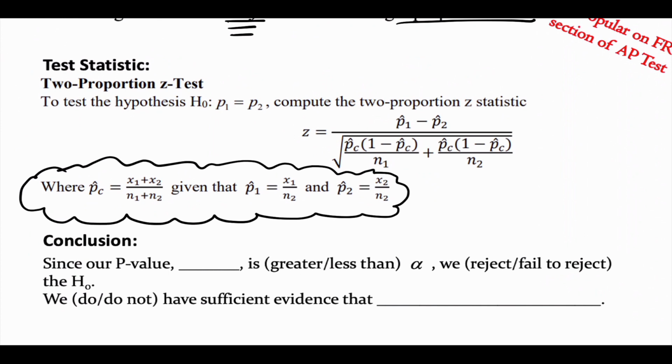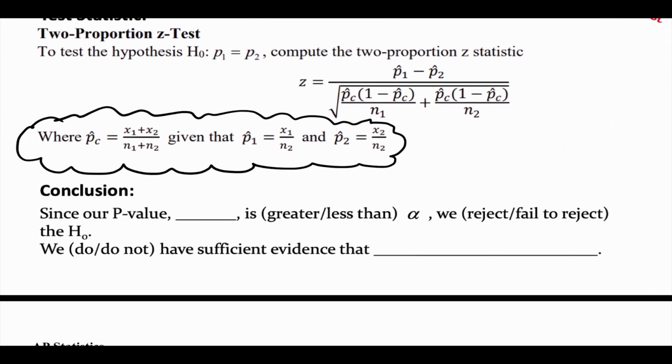Okay, and then the pooling part. We talked about the pooling part. And then everything else is literally the same. Our conclusion is going to be, since our p-value is less than or equal to alpha, we reject the null hypothesis, or we fail to reject the null hypothesis. We do or do not have sufficient evidence that, same thing as you guys just did on that last test. That hasn't changed.